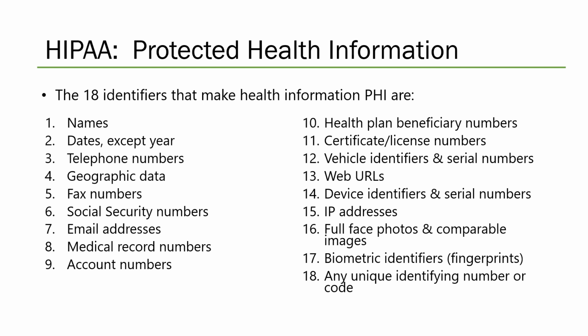The 18 identifiers that make health information PHI are names, dates with the exception of the year, telephone numbers, geographic data, fax numbers, social security numbers, email addresses, medical record numbers, any account numbers, health plan beneficiary numbers, certificate or license numbers, vehicle identifiers and serial numbers, and this includes license plates, web URLs, device identifiers and serial numbers, IP addresses or Internet Protocol addresses, full face photos and comparable images such as a unique tattoo or something that could identify that patient, biometric identifiers such as fingerprints or retinal scans, and any unique identifying number or code.